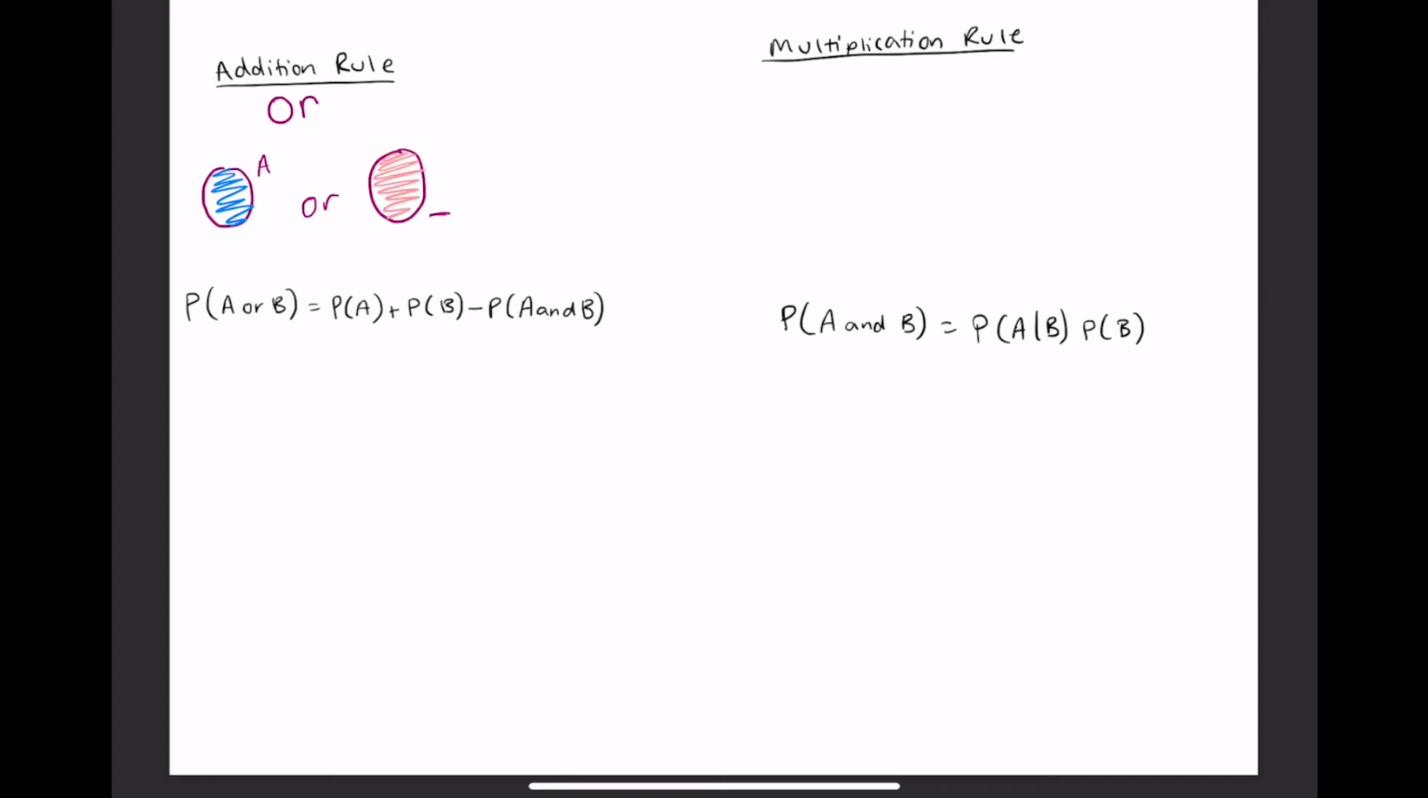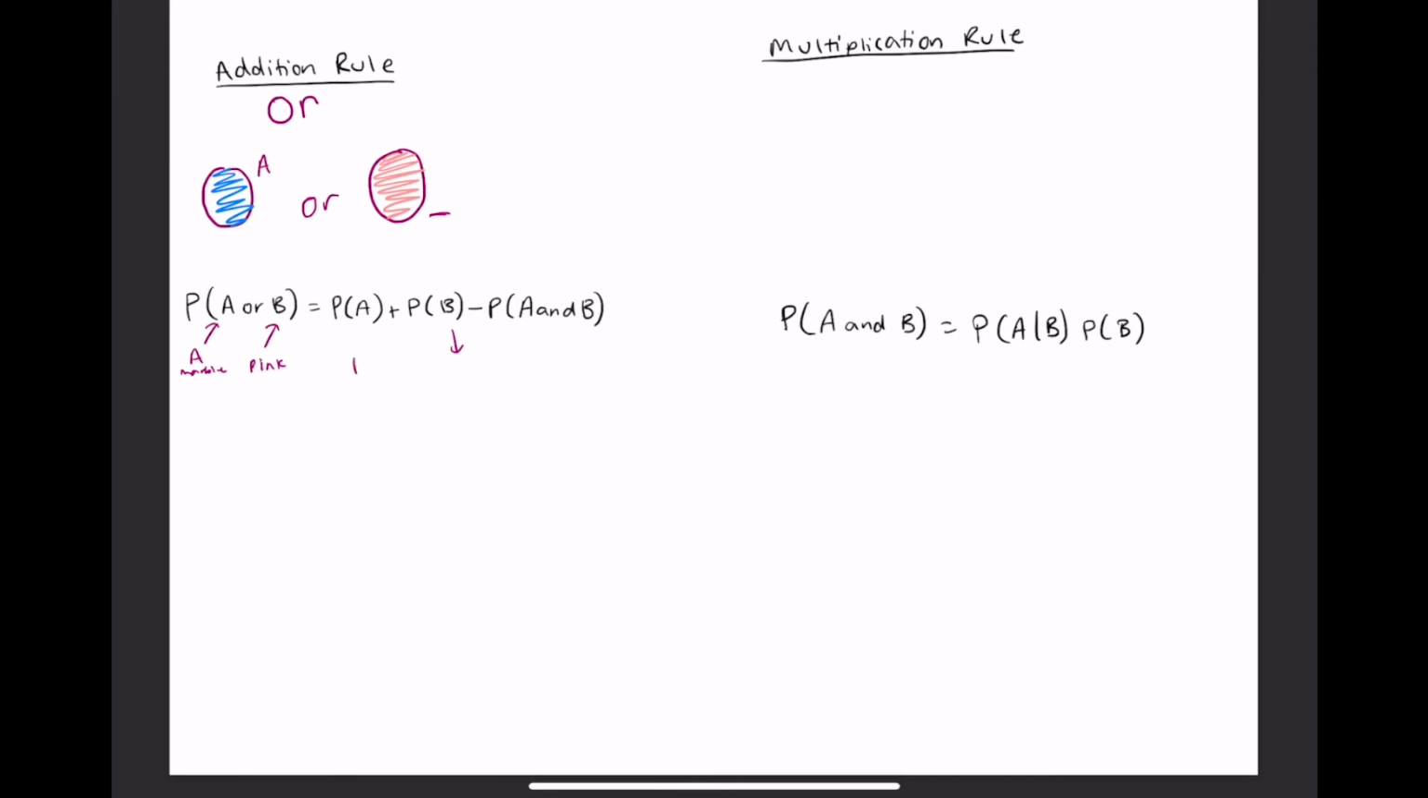Okay, so we can simply use the longer formula to help us out here. So let's replace our events. Event A is, let's say, just marble A, and then event B is getting a pink marble. And we can count and see what these probabilities would be.